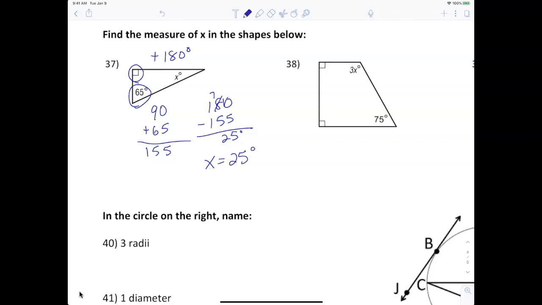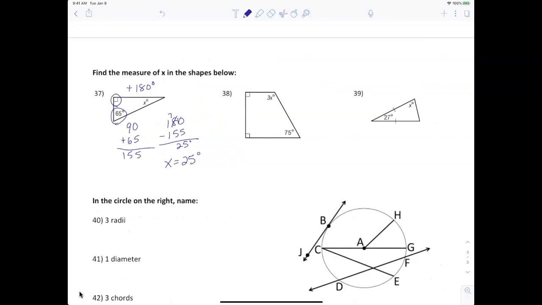Now, here's where it's a little bit trickier, Maddie Mack. You have to understand that the angles of a quadrilateral add up to 360. So I want you to put a plus 360 degrees. Now, this is 90 degrees, this is 90 degrees. So if we add that up, we would say 3x plus 90 plus 90 plus 75 equals 360 degrees.